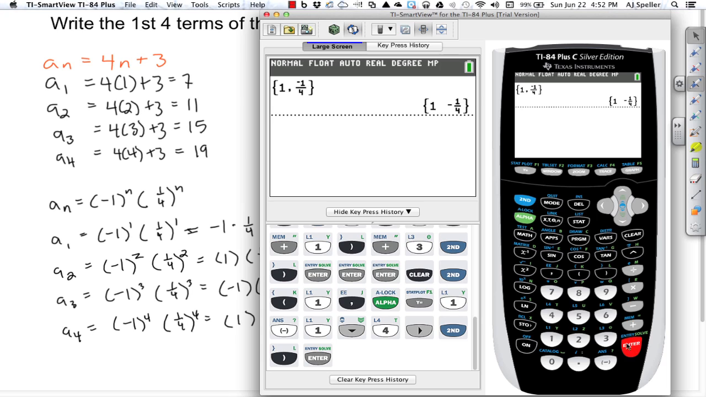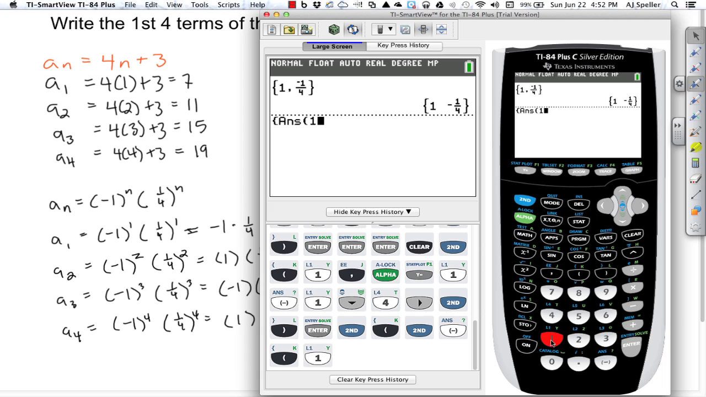Now let's begin with the second term. So let's do second and then curly brace. We're going to do the same thing we did in the previous example, where I need to get to this 1 in my previous list. So I'm going to press second and then answer. It's the first item in the list, so I'm going to put 1 in the parentheses, and I want the second term, so now I'm going to add 1 to that value, which is going to make that a 2.